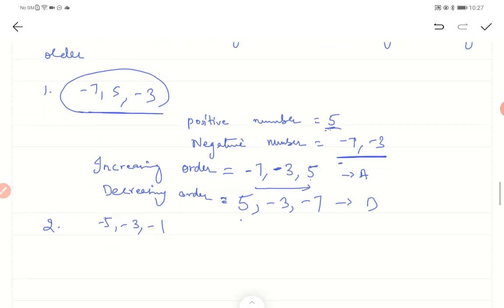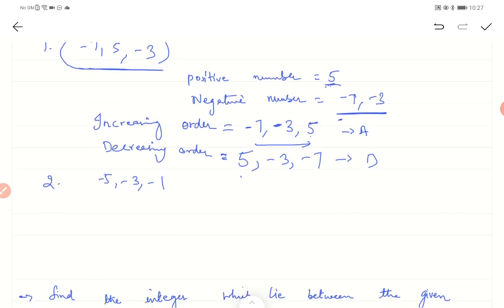These are your exercise problems. You have minus 3, minus 5, minus 3, minus 1. Let's first place them in increasing order. In increasing order, you need to write the smallest number first. So you have all negative numbers, minus 5, minus 3, minus 1. So increasing order will be what? Same, minus 5 is the smallest. Next smallest is minus 3 and the largest number among the three is minus 1.